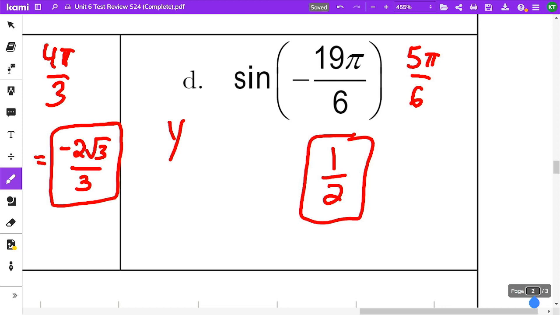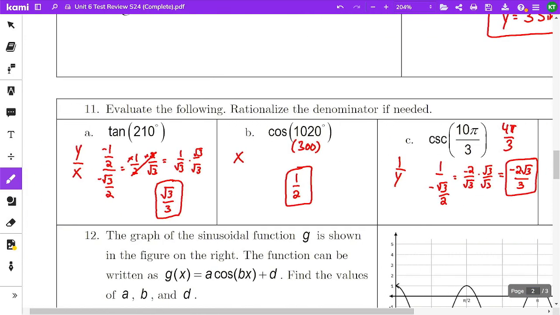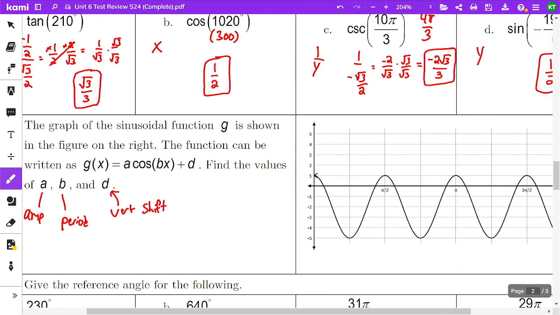And again, I cannot reiterate this enough. You will need your unit circle to be able to do these questions with ease. Okay, so moving on now to our next section, we have number 12. It's just asking us to find our A, B, and D values of our graph here. A will represent our amplitude. B will partially represent our period. And then D will represent our vertical shift. And that's also going to be the same thing as our midline.